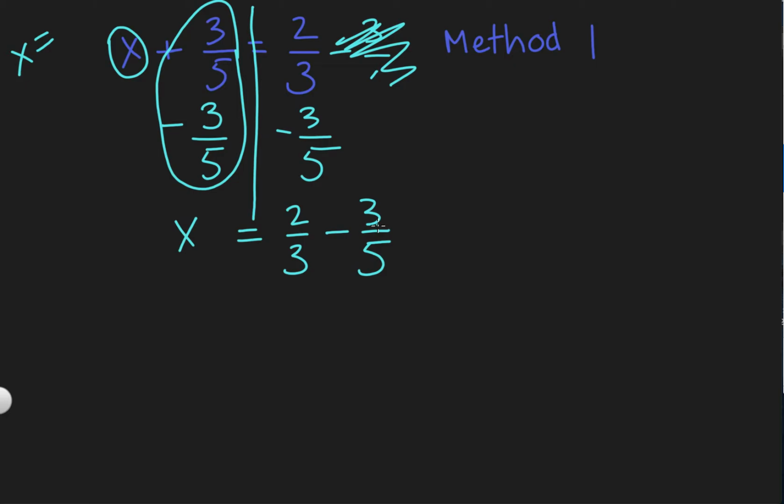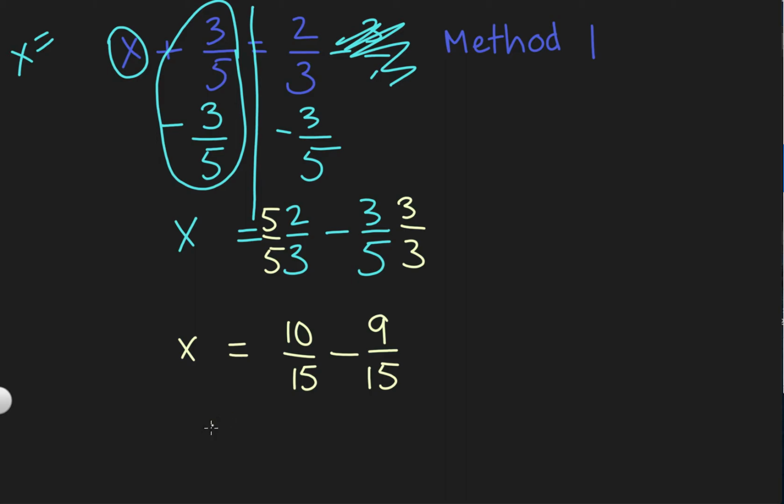Now remember, when we add and subtract fractions, we need to have a common denominator. So we're going to multiply each fraction by the other denominator. So we multiply 2/3 times 5/5, which gives me 10/15 minus, there we have 3 times 3, which is 9 over 15. We still have the x over here. So we're left with x is equal to, remember, if we have the same denominator, we keep the denominator and we subtract 10 minus 9, which gives me 1 over 15.